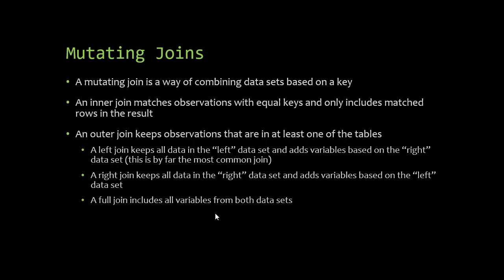A left join keeps all data in the left data set and adds variables based on the right data set. And a right join keeps all data in the right data set and adds variables from the left data set, which you probably now feel makes more sense without even looking at the diagram.